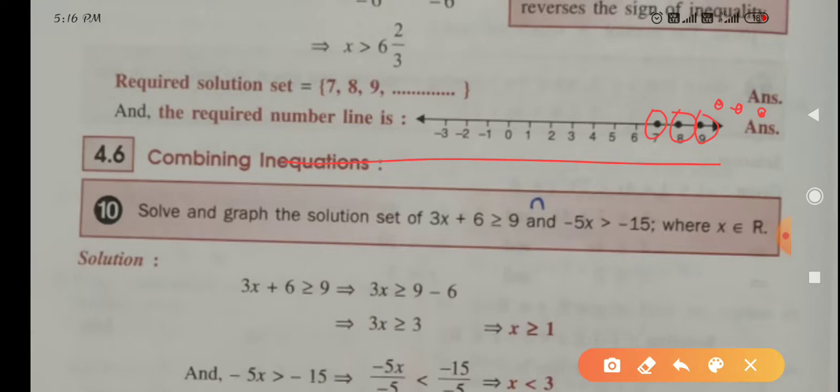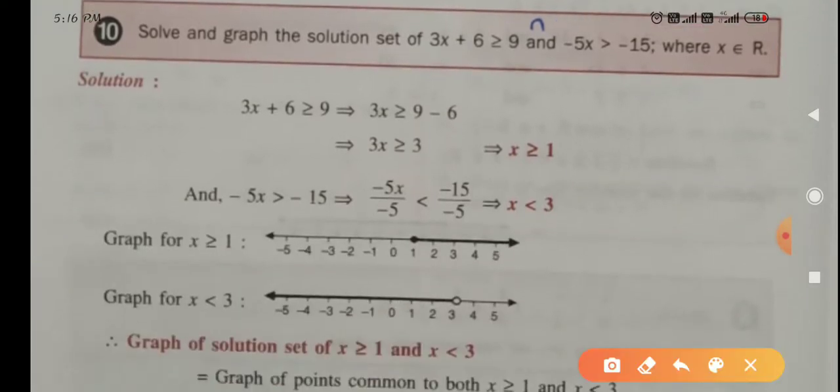Now number 7, number 8, number 9, you have to darken, and 3 more dots you have to put over the line, so that you can show the continuity. Numbers are going till infinity. Next example is coming.